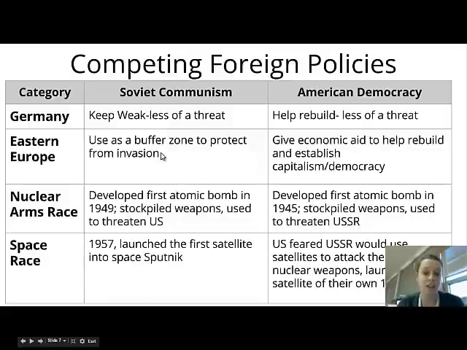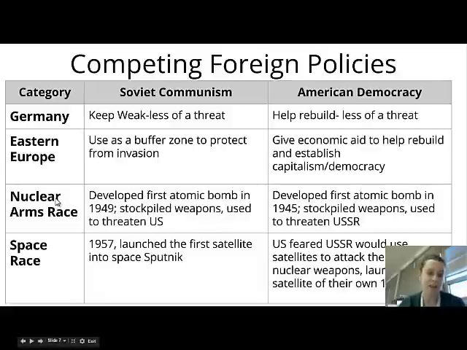The Soviets wanted Eastern Europe to be a buffer zone. And this is a zone of protection, so that way they could not be invaded from the West. However, the United States thought, well, we want to give them some economic aid and help them rebuild their countries from this crazy war, and they wanted to promote capitalism and democracy.